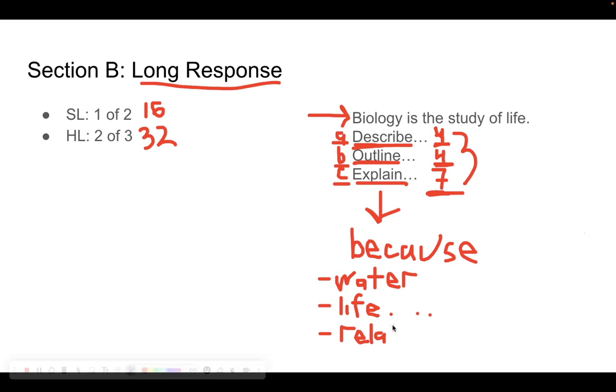And the other thing I would say about these questions is if it is a 7-point question, try to provide around 10 points of information that you think will match up with the mark scheme. If it is a 4-point question, try to provide about 6 points of information that you think will match up with the mark scheme.